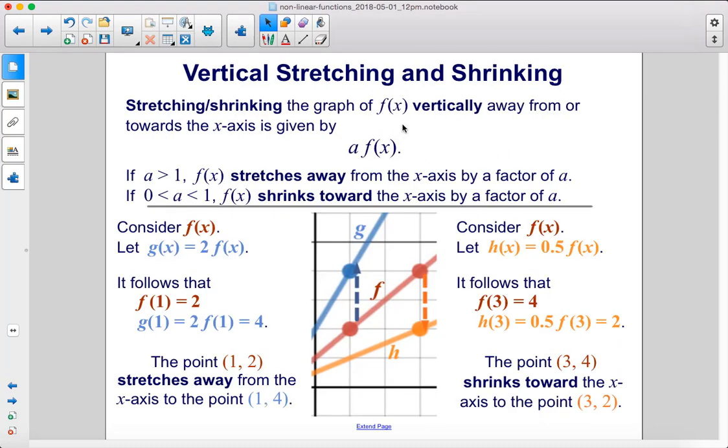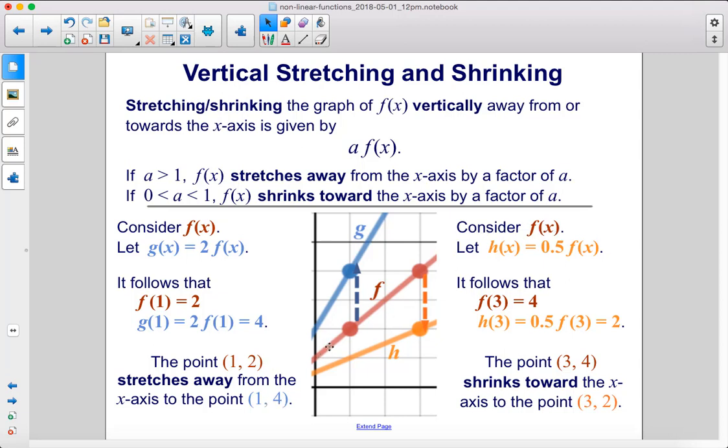Stretching or shrinking the graph of f of x vertically away from or towards the x-axis is given by a times f of x. If a is greater than 1, f of x stretches away from the x-axis by a factor of a. If a is between 0 and 1, f of x shrinks towards the x-axis by a factor of a. Consider f of x, the red graph here. Let g of x equal 2 times f of x. So it follows that if f of 1 equals 2, then g of 1 would equal 4. So it goes up here instead of being down here. The point 1, 2 here stretches away from the axis to the point 1, 4. So the y-coordinate has doubled.